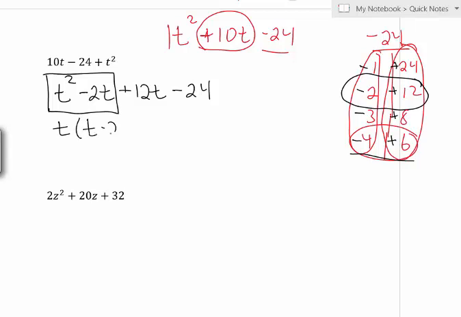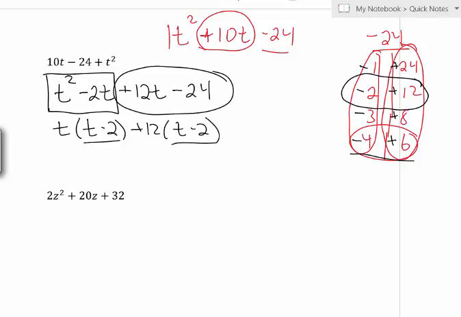From here, I can factor out my letter t. Now I have a t minus 2. From here I can factor out my number 12. I have again a t minus 2. So now we have what? T minus 2 and t plus 12. Okay.